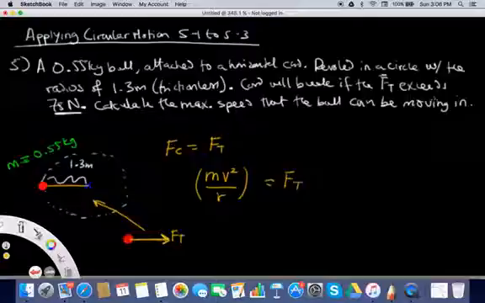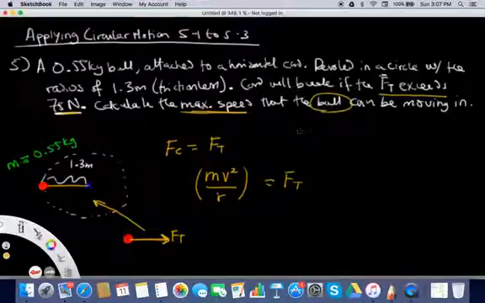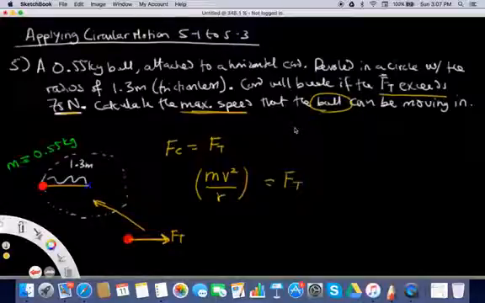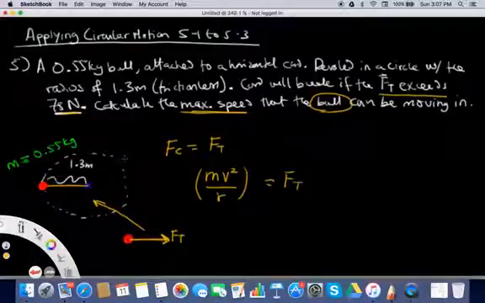Now the problem tells us that if Ft exceeds 75 newtons, the cord will break. That means that 75 newtons is the maximum tension force that this cord can have without breaking. So we have to find the maximum speed that the ball can be moving at. If you understand the relationship between tension force and velocity, you'll understand that the greater the tension force is, the greater the speed the ball will be moving.